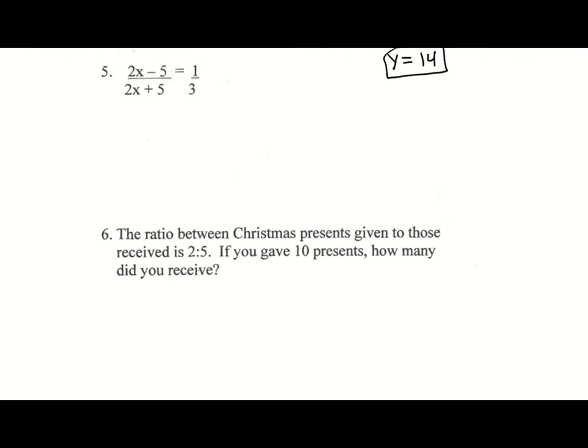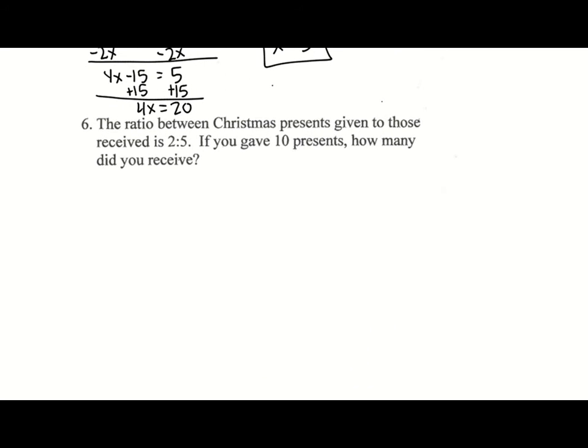Okay, last one, number 6, says the ratio between Christmas presents given to those received is 2 to 5. If you gave 10 presents, how many did you receive? So my first ratio is 2 to 5. 2 given to every 5 received. So I'm going to write that off to the side. I have given on the top and received on the bottom. So then it also says that if I gave 10 presents, so since I gave 10, those are given, I'm going to put that on top.